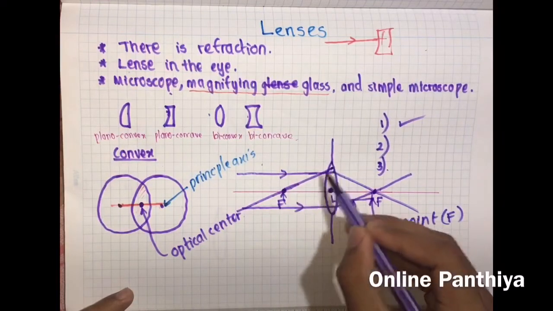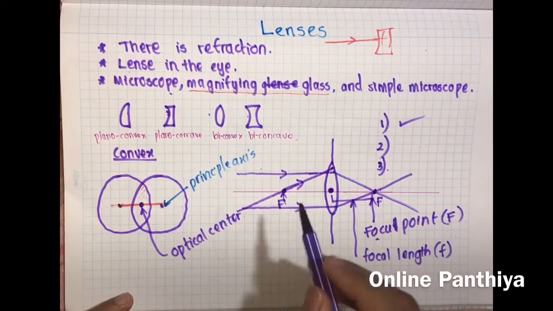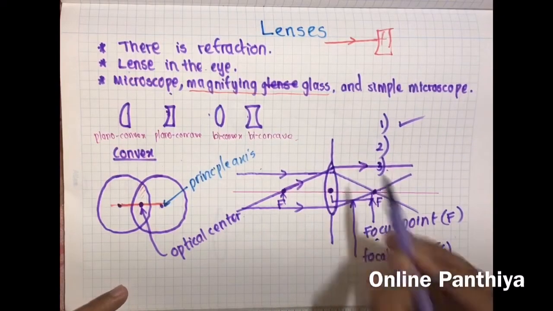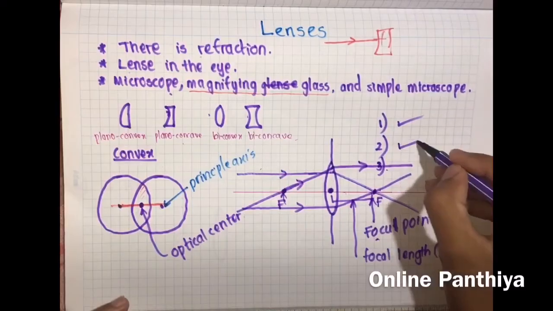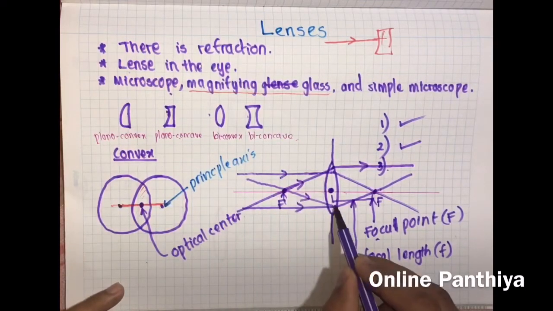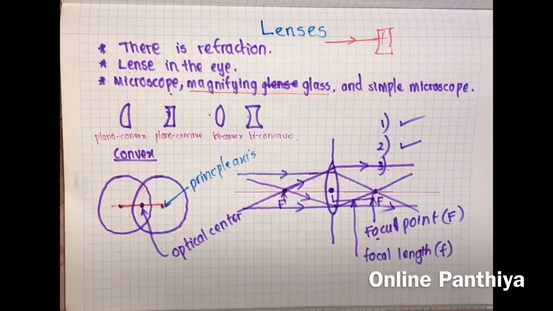Okay, is that clear? Now say another ray that goes through F. What will happen to this? The ones which go through F will go parallel to the principal axis. Okay, that is the second part. The ones which go through F will go parallel to the principal axis. Is that part clear? Okay.